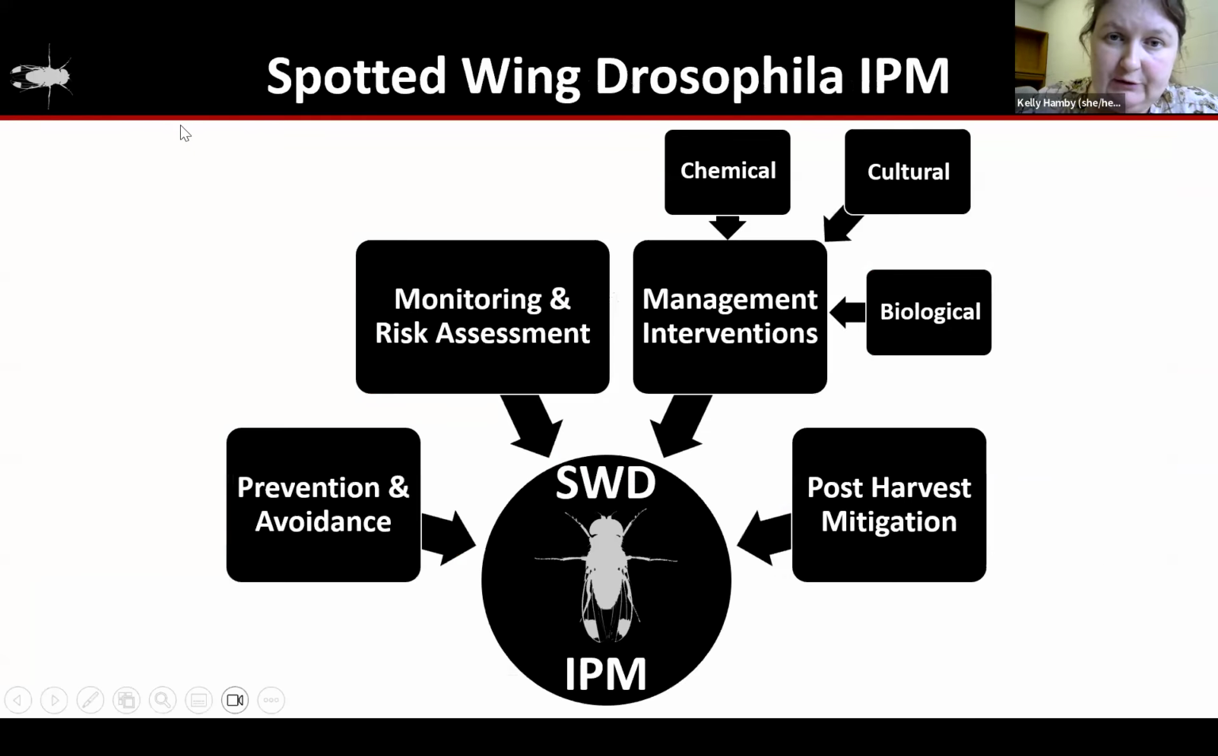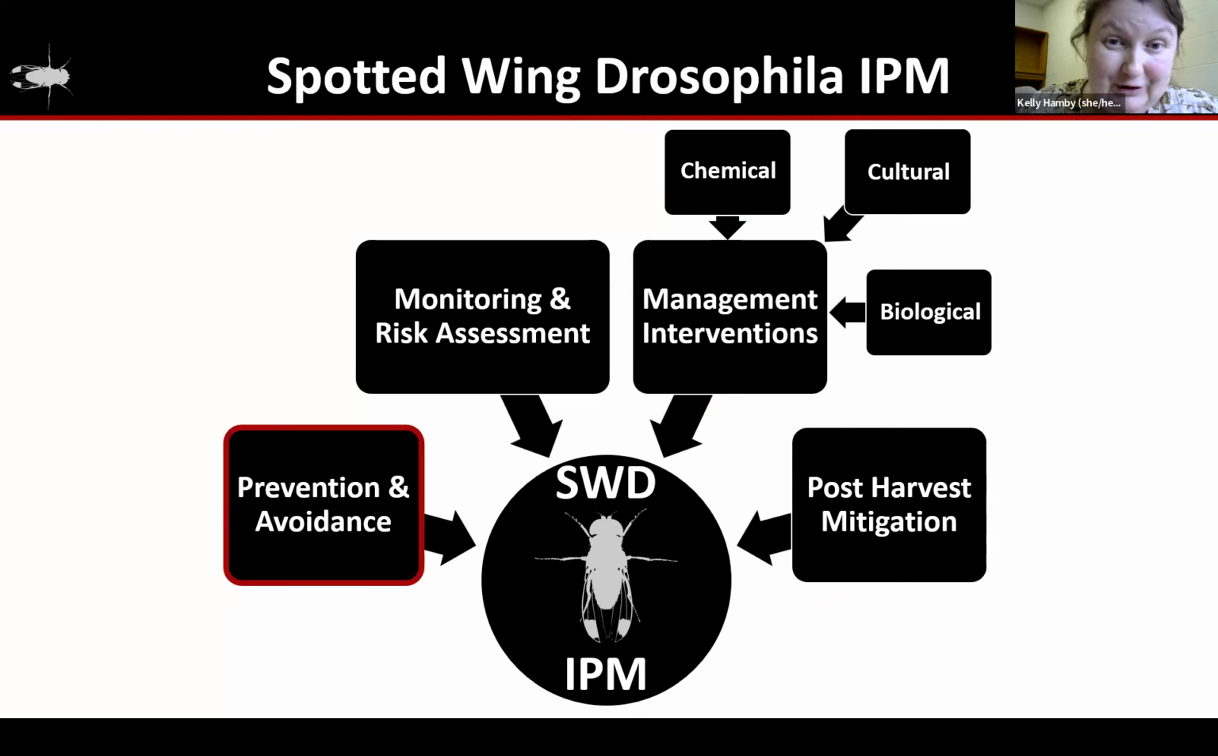So in terms of spotted-winged Drosophila integrated pest management, we have all of the different strategies, starting, of course, with the tactics that you can use to prevent and avoid them, moving through monitoring and risk assessment. Then, if you discover that you do have an issue, the management interventions, chemical, cultural, and biological. And then there's some post-harvest mitigation. So today I'm going to walk through each of these different sections of our spotted-winged Drosophila IPM program.